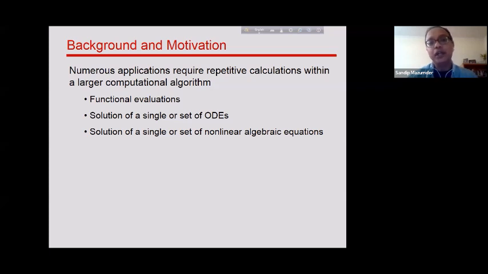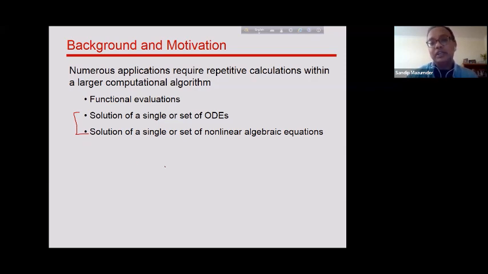There are situations where within a larger calculation, you may have to essentially use a submodel where you need to solve one or multiple ODEs, ordinary differential equations. There may be other situations where you may need to solve one or many nonlinear algebraic equations. And I'll give you some more concrete examples. There may be even further beyond that, maybe other situations where you essentially combine the second and third bullet here to have a system of what's called differential algebraic equations.